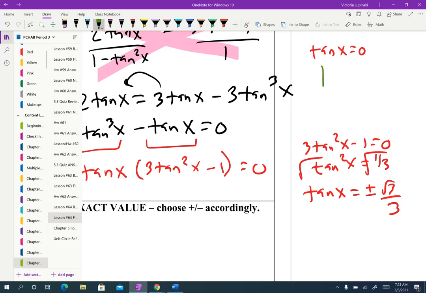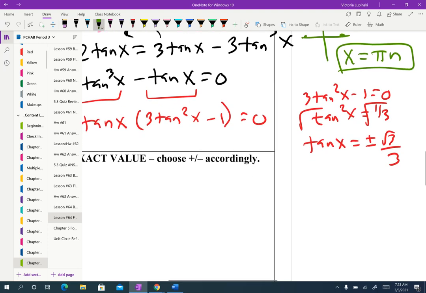So the tangent equals 0. Remember, that's a sine over a cosine. That only happens at 0 and at pi. So if you're trying to write that as the general solution, the easiest way is pi n. Remember, there are other equivalent answers, but that's the easiest one.